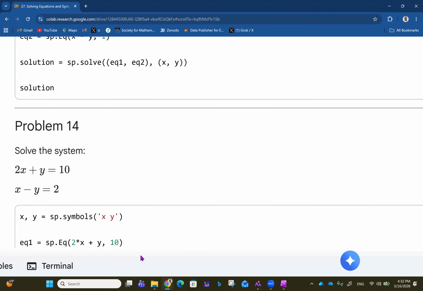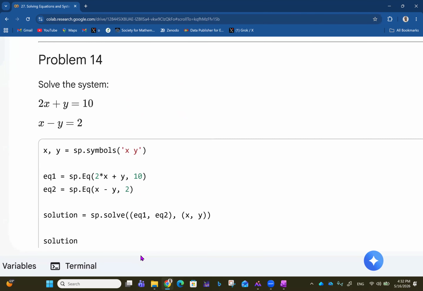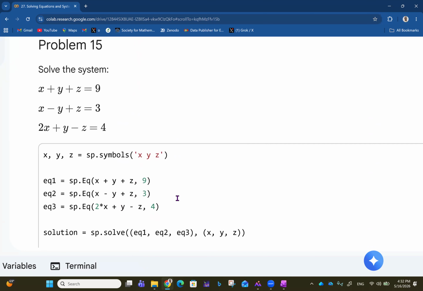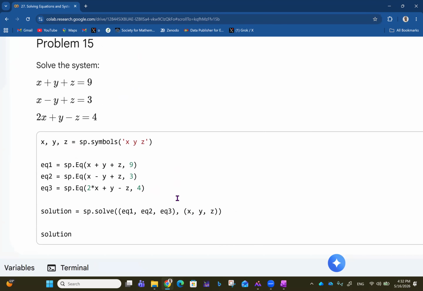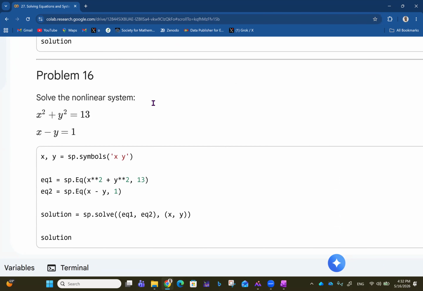Then problem 14, also done already. So system also, you solve and you get your result. Then 15, you have 3 variables here, x, y, z. So you can use matrix form. You can also use this solve thing. I demonstrated the matrix one too, so you want to check out anyone you want to use.